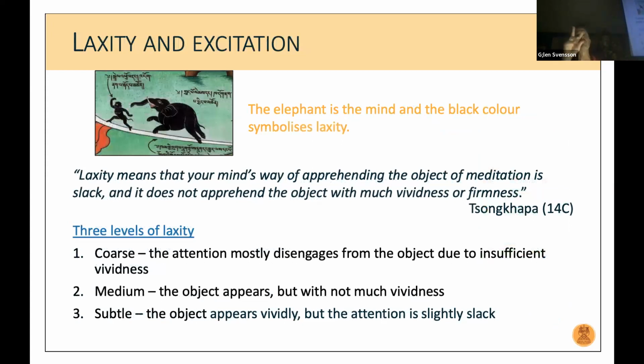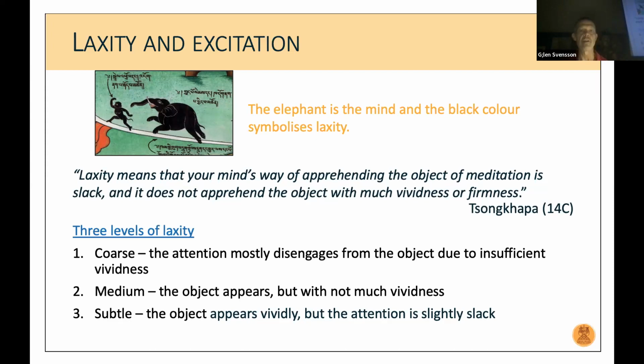Let's have a look at these two imbalances in more detail now, laxity and excitation. First, let's have a look at laxity, a sinking, dullness. And so here in this diagram, it says the elephant. So the elephant is our mind, and the black color is symbolizing laxity. So what is laxity? Here Tsongkhapa defines laxity. He says, laxity means that your mind's way of apprehending the object of meditation is slack.